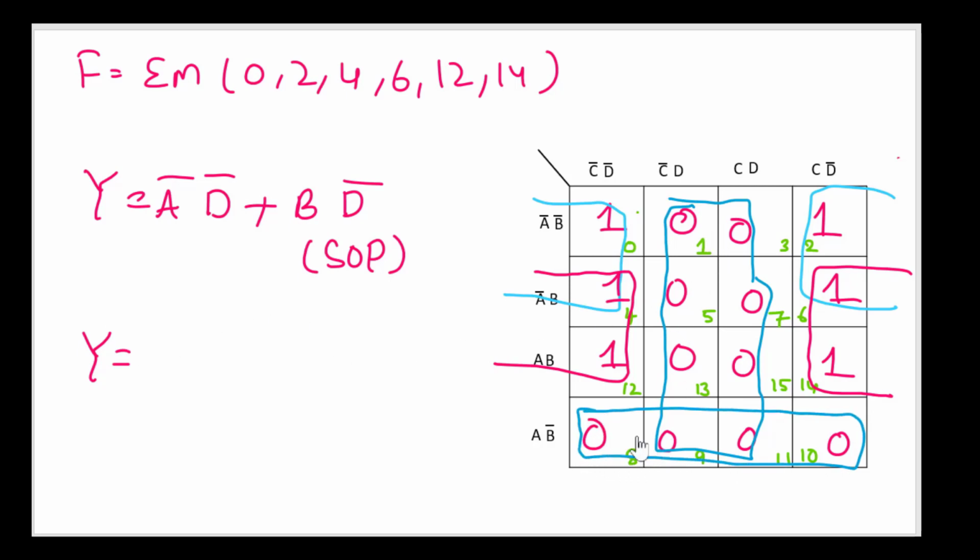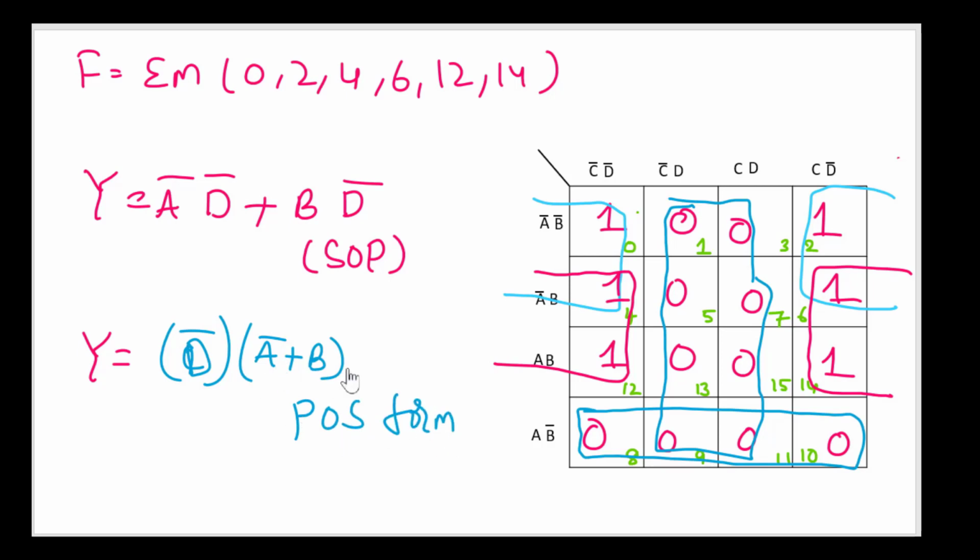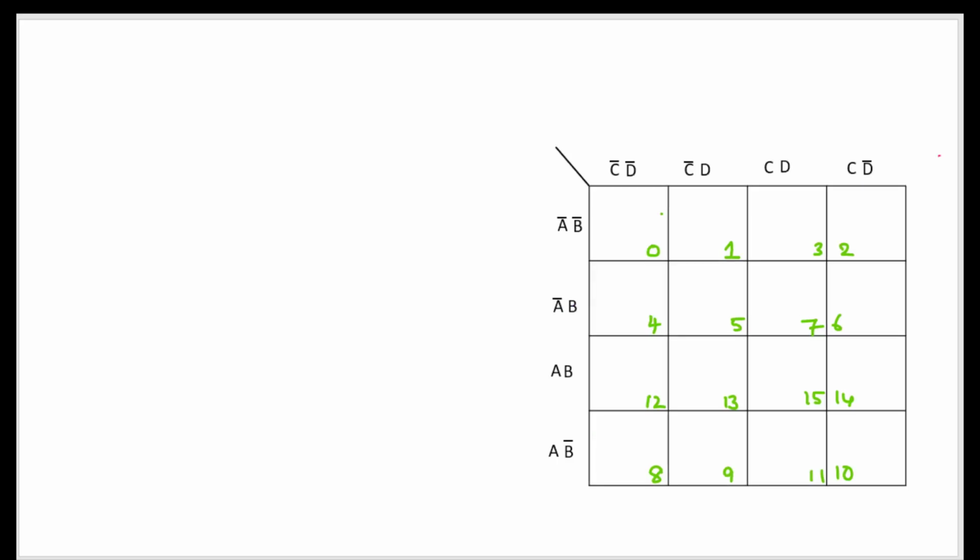Now if you write the expression for this, you are going to have d bar into, if we take this as 1, this will be a bar plus b. So this is a pass form. Please make sure, remember, put a closed bracket for the pass form so that it is easy to understand the given expression in the pass form. Now let us take few examples with max terms.